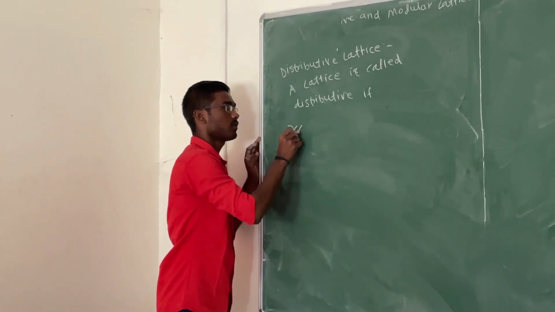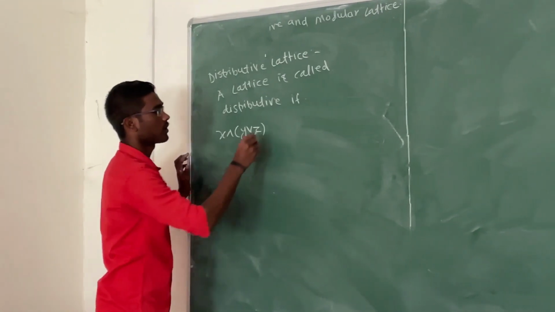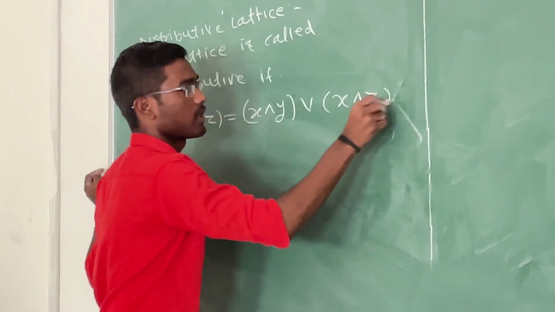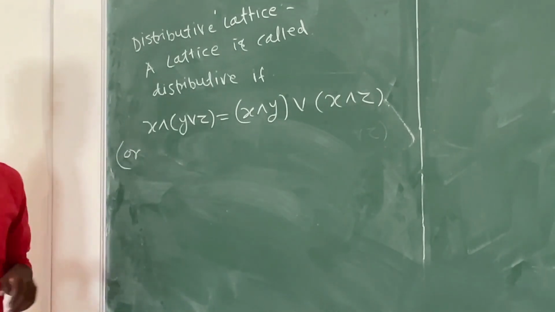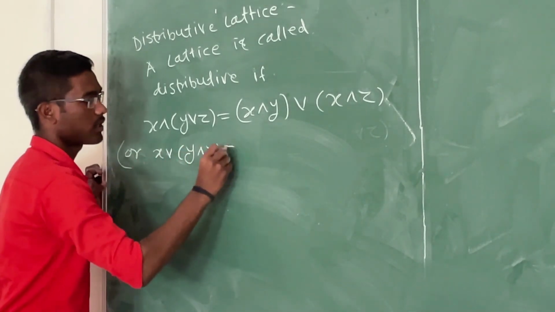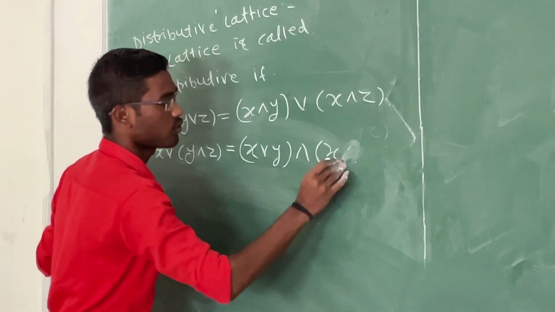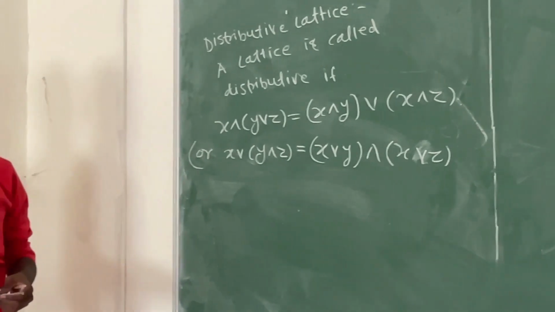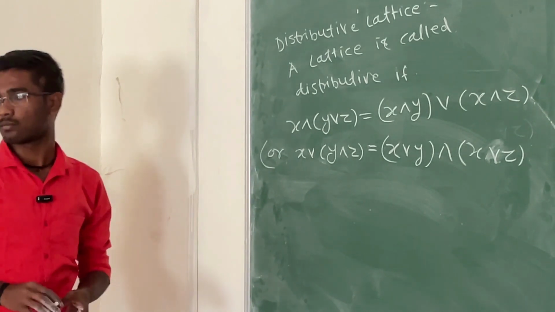What is that property? X meet (Y join Z) is equal to (X meet Y) join (X meet Z), and the equivalent statement with respect to join: X join (Y meet Z) is equal to (X join Y) meet (X join Z). This also is true, by duality, right? Or you do not even need to write equality. Even if one side is true, then we say it is distributive.